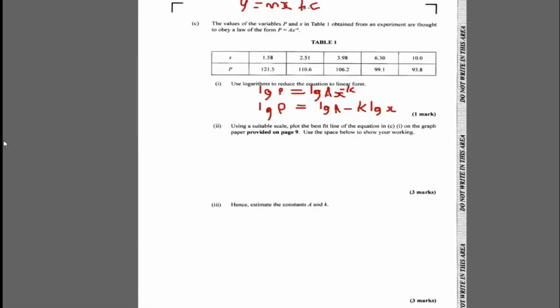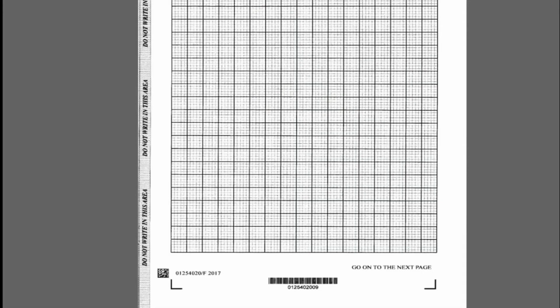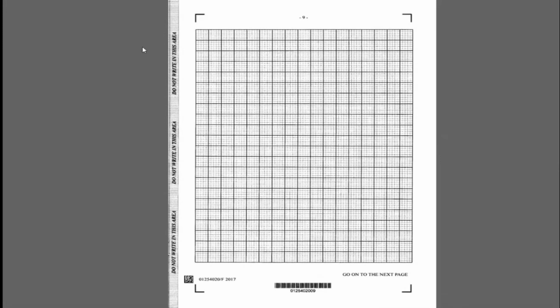Here's the graph sheet, and we're going to plot it. So first thing is the biggest value for p is 121, and the log of 121 is 2. So we need an appropriate scale for the y-axis. So let's select our scale now. This is our y-axis, and our x-axis.